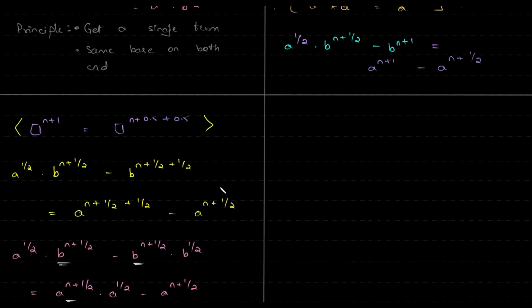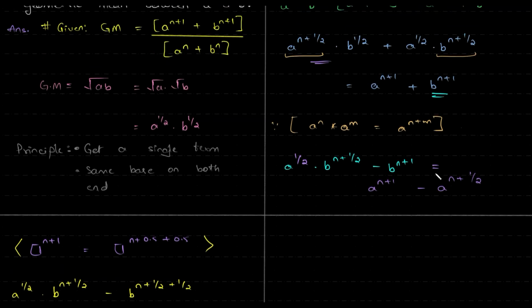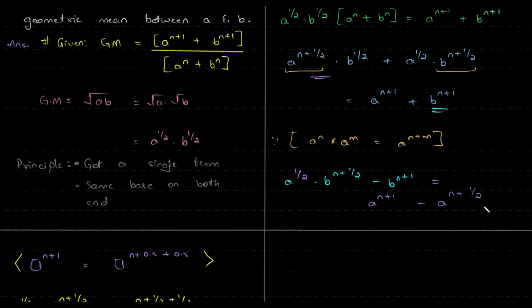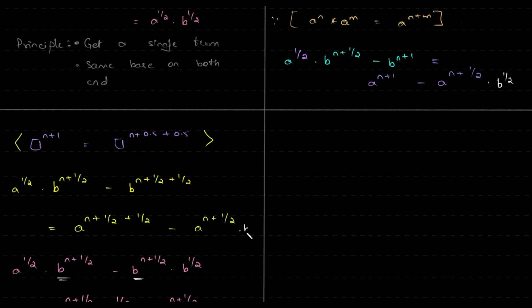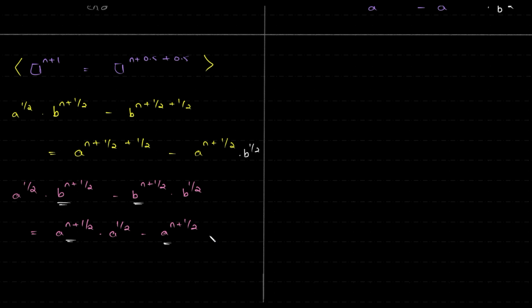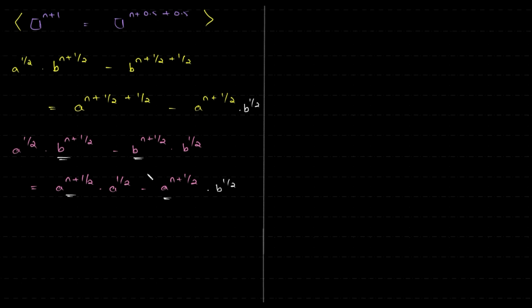I think I'm missing this over here. Oh, I missed one term altogether. So this would be b to the power of half, and I'm missing that. b to the power of half. Yeah. Now I'm going to take common.